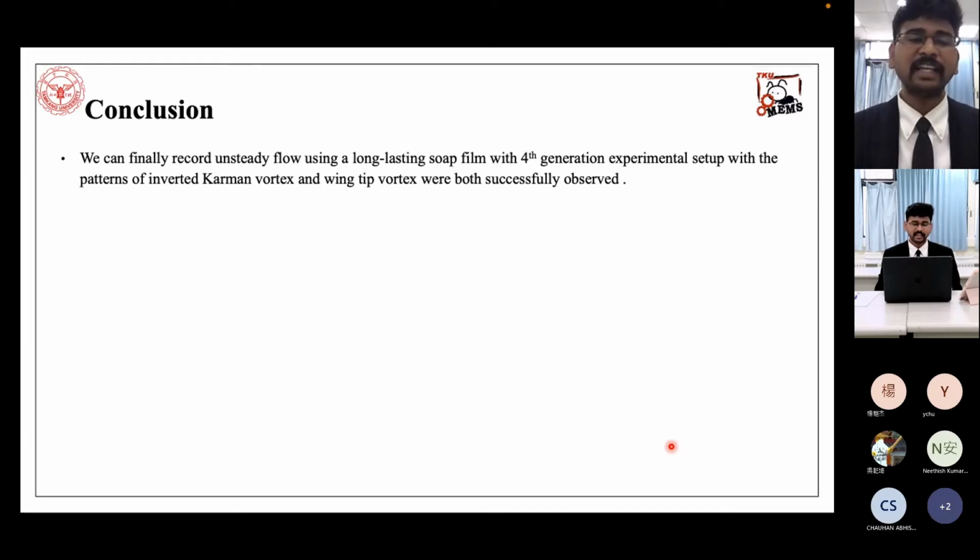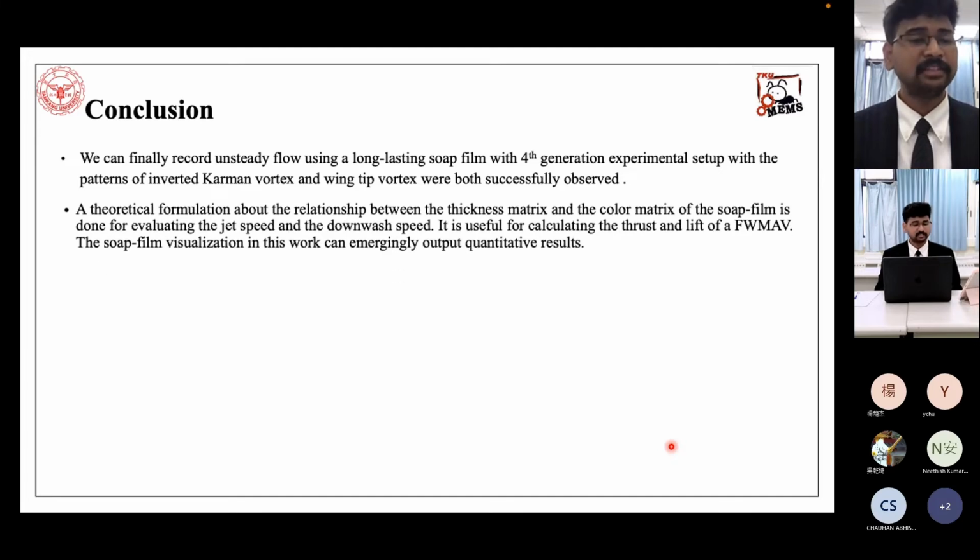Yes. Now finally concluding. We have recorded the unsteady flow using a long lasting soap bubble with my 4th generation experimental setup, and the patterns of the inverted Karman vortex and wingtip vortex were both successfully observed. The theoretical formulation relating the thickness and the color of the soap film has been done for evaluating the downward jet speed, and it is useful to calculate the thrust and lift of my MAV.